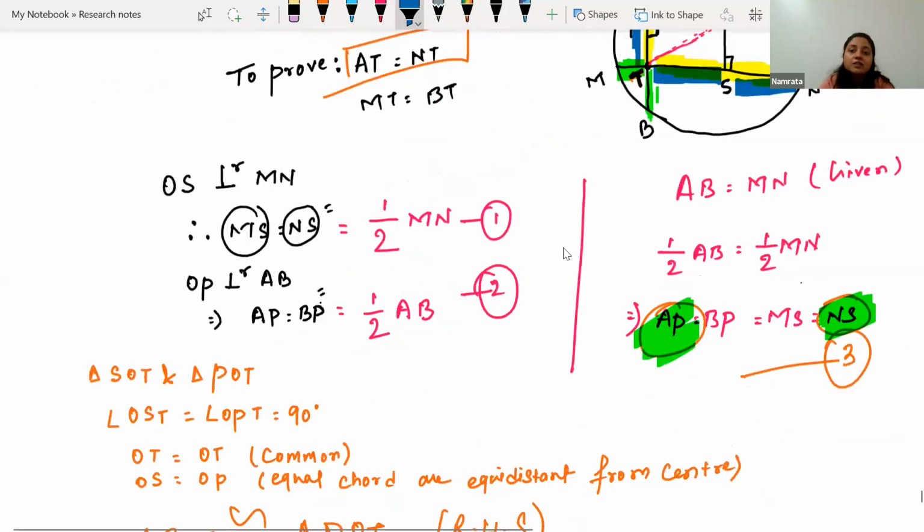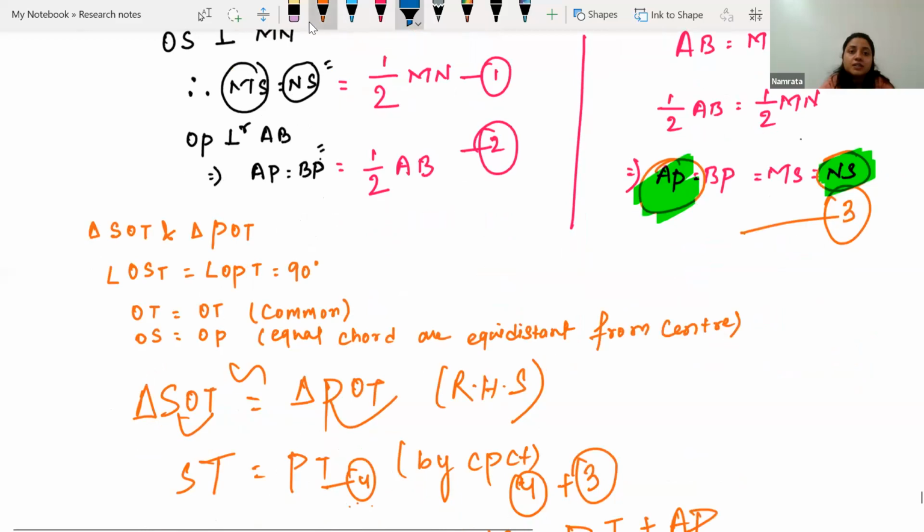Because AP and NS both are same. You can see here AP and NS both are same. We have written already in equation number 3. That means we are adding equal with the equal. Something which was already equal, we are adding equal to it, and again it will be equal. Or from here you can say there is an equation which is AP is equal to NS.